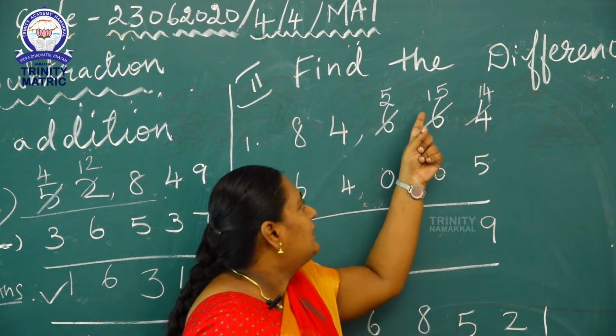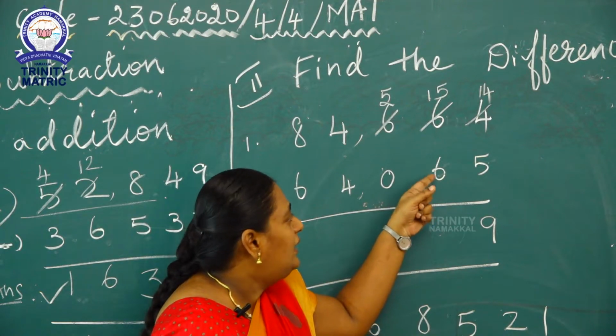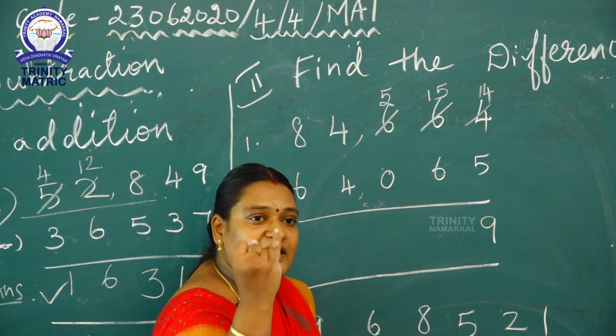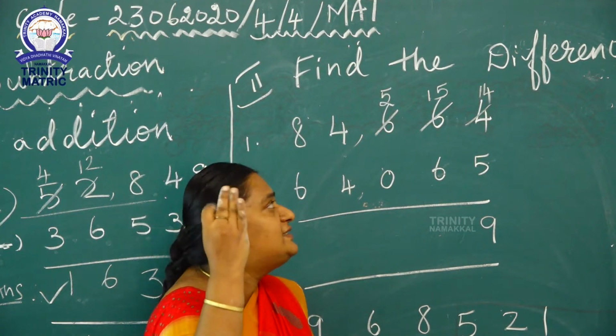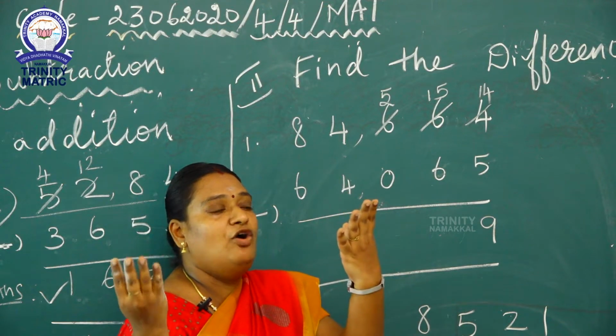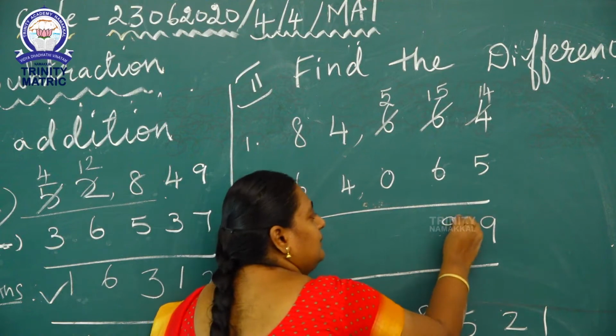Now we subtract 15 minus 6. So how will you subtract? You have to count the numbers from after 6. Okay. So after 6: 7, 8, 9, 10, 11, 12, 13, 14, 15. How many fingers do we have? 9. So you write 9.